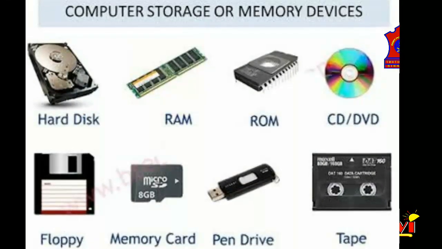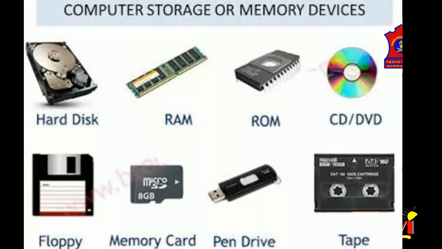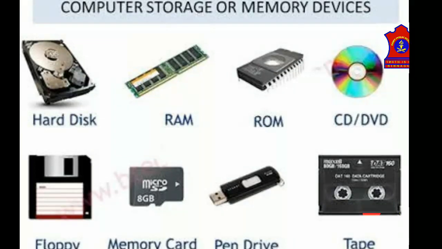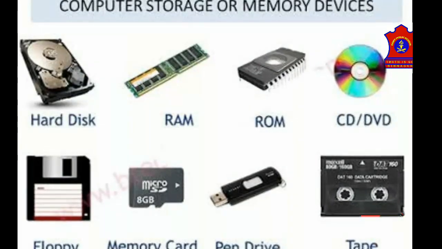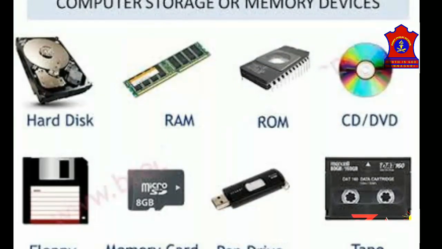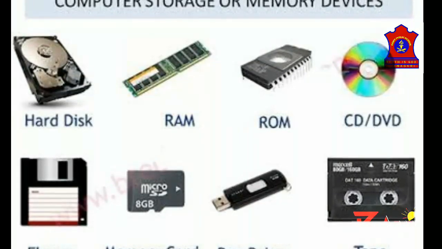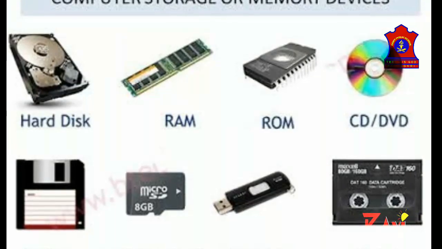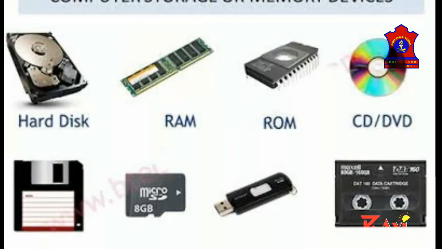It is much larger in capacity but slower than main memory. It is a permanent storage of data and instructions. So let's look at examples of secondary storage devices. Here you can see in the picture: hard disk, CD-ROM, Blu-ray disc, pen drive, etc.